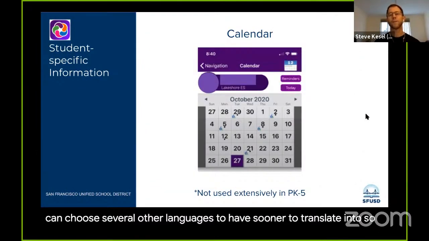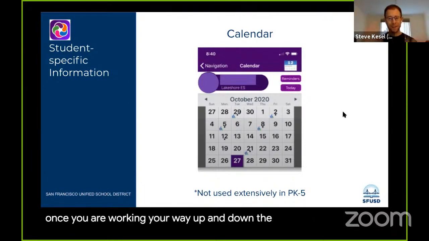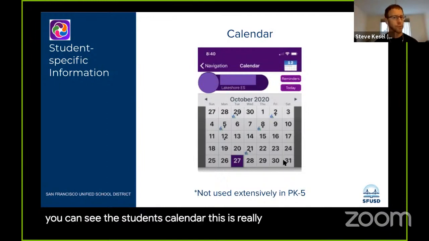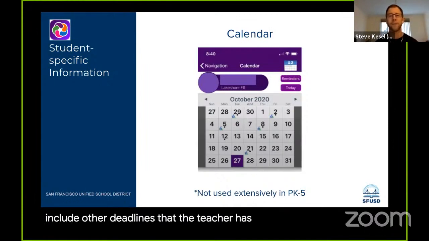So once you are working your way up and down what they call the navigation screen, which is the information specific to each student, you can see the student's calendar. This is really mostly the school's calendar, but also, if the teacher is using the feature as well, it can include other deadlines that the teacher has made available, or special events like field trips.